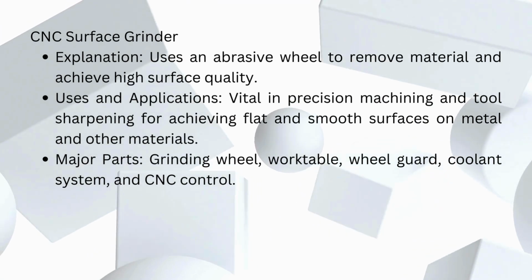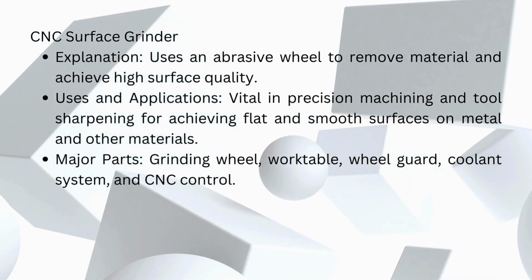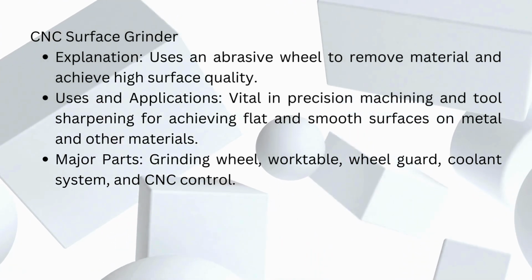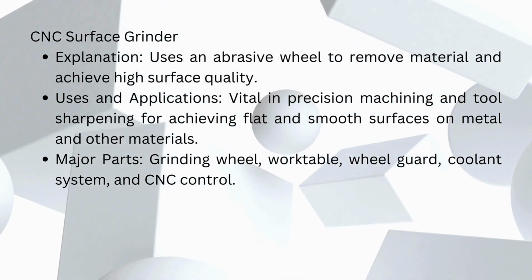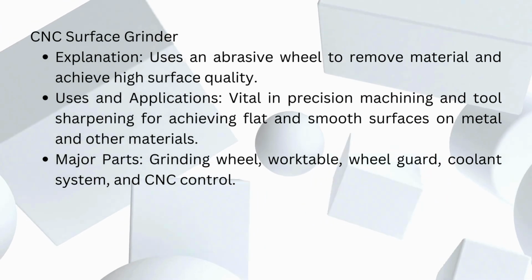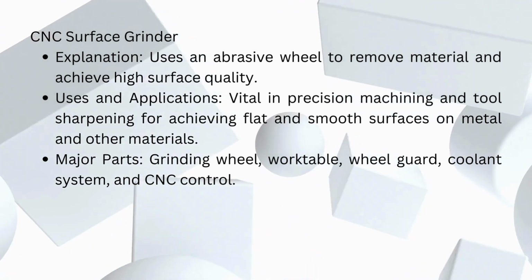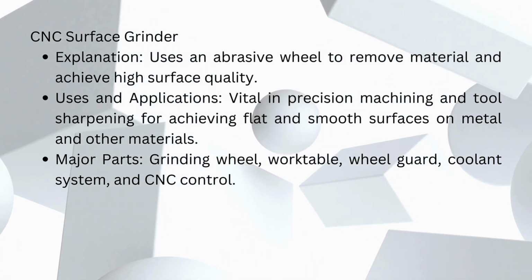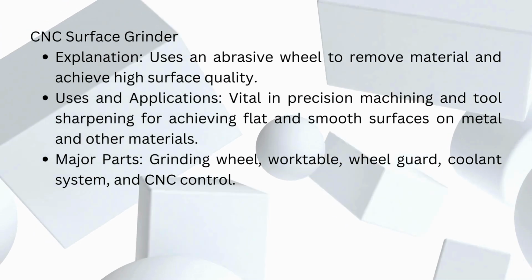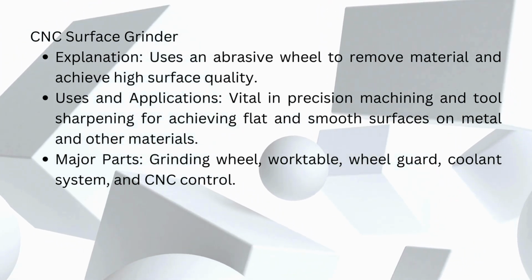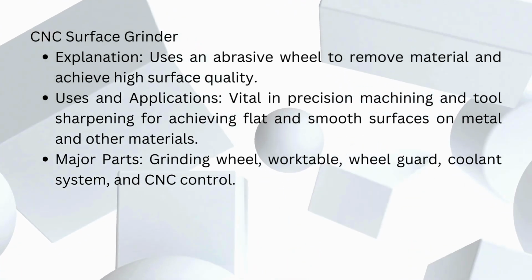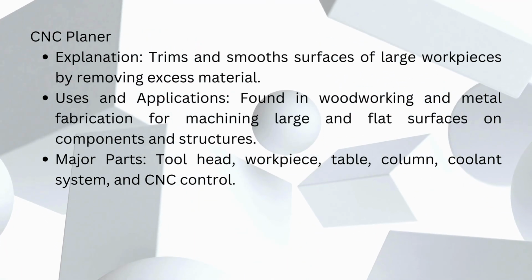CNC surface grinder. Explanation: uses an abrasive wheel to remove material and achieve high surface quality. Uses and applications: vital in precision machining and tool sharpening for achieving flat and smooth surfaces on metal and other materials. Major parts: grinding wheel, work table, wheel guard, coolant system, and CNC control.